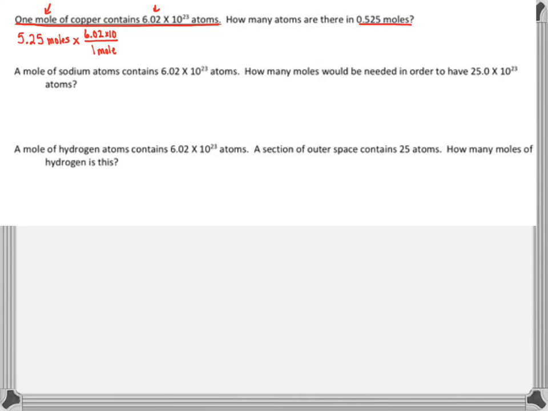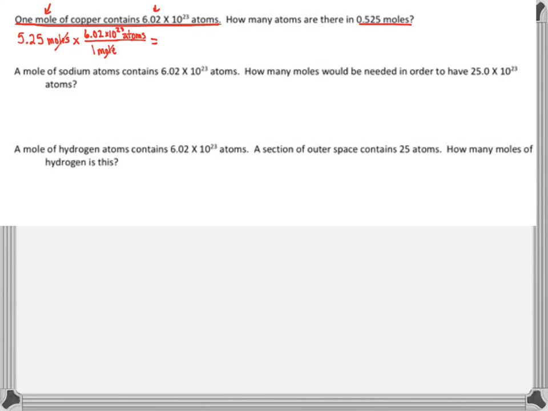I'm sorry, I can't really see that very well. Atoms. All right, so my moles cancel out. So now I have to multiply 5.25, and make sure you use your calculator, times 6.02. Remember, if you're using the EE, you do not have to multiply times 10, because that's automatically replacing that. And let's see.